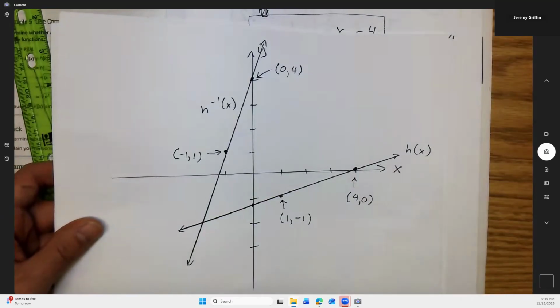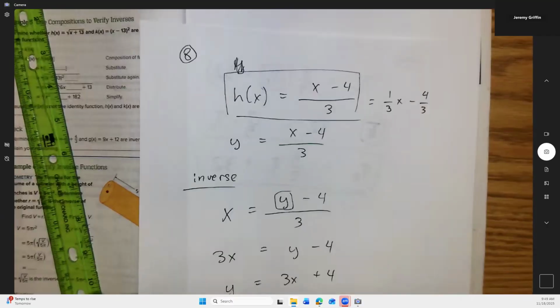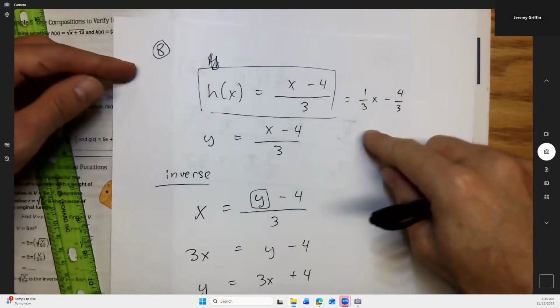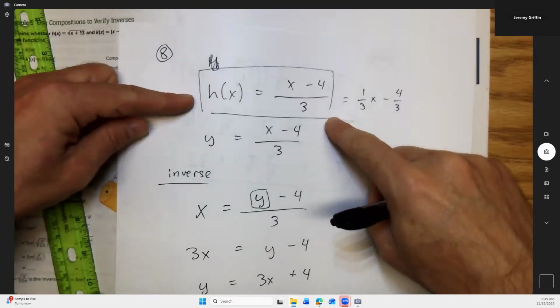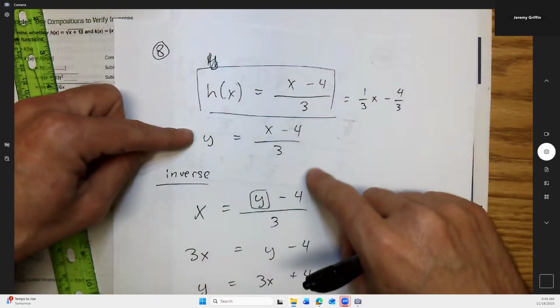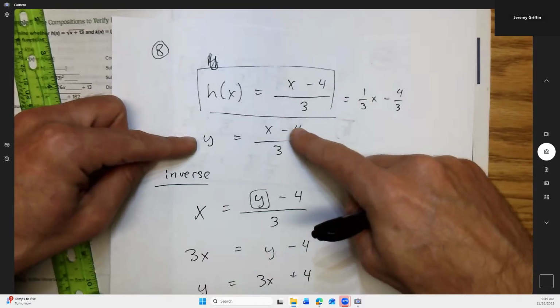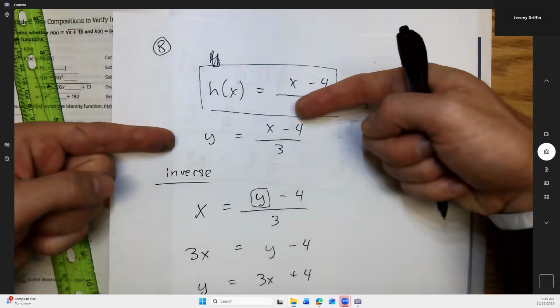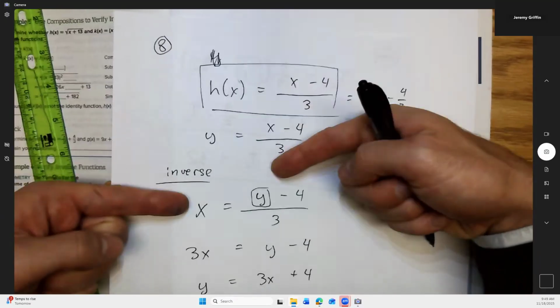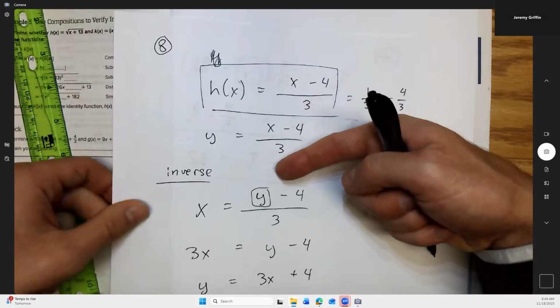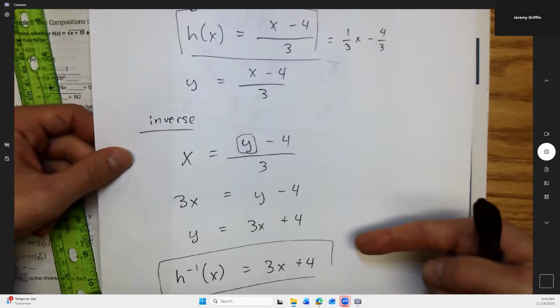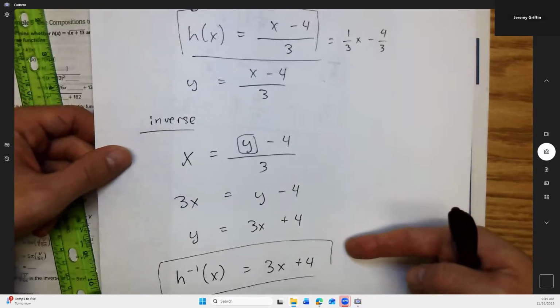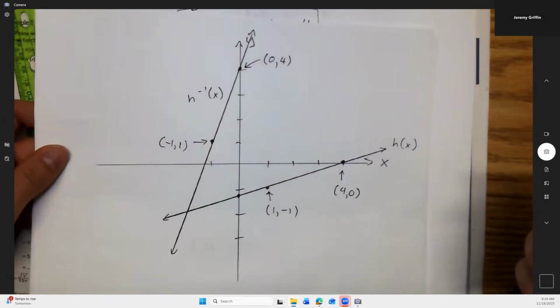How did I switch x and y? Back to the original thing. I just pulled number 8 from the book. They gave us this expression, that was h of x. Now h of x I just called y, so we got that. Then all I did was swap x and y right here. So where the y was, I put an x, and where the x was, I put a y. See that? And then I just solve for the new y, and that tells me the inverse function. That's it. Now you could go point by point, and you could do that too.